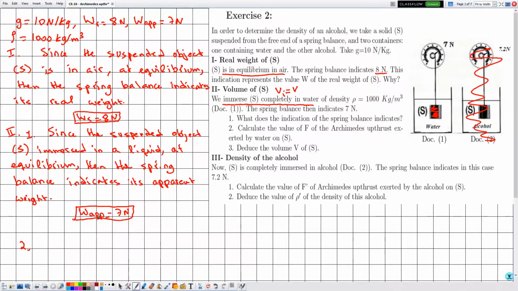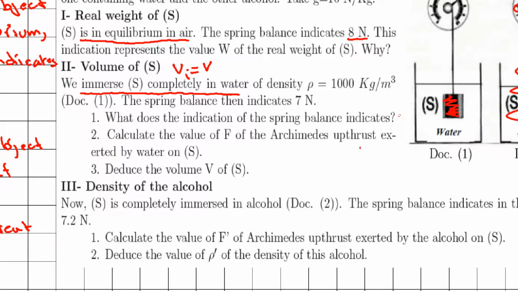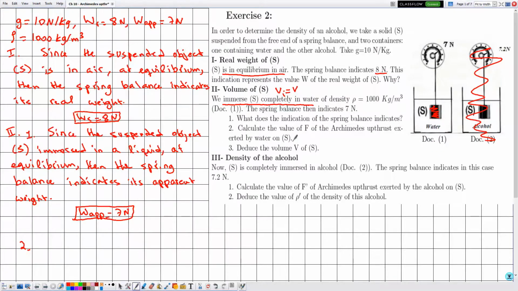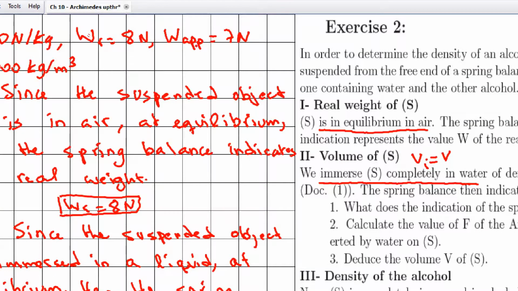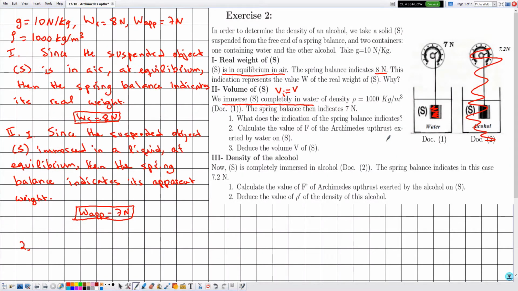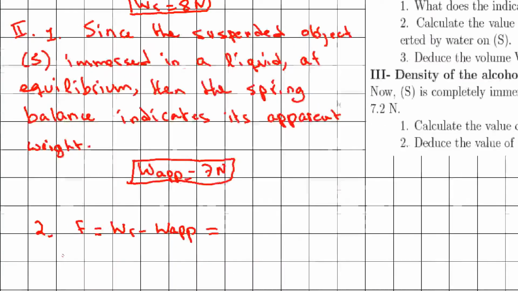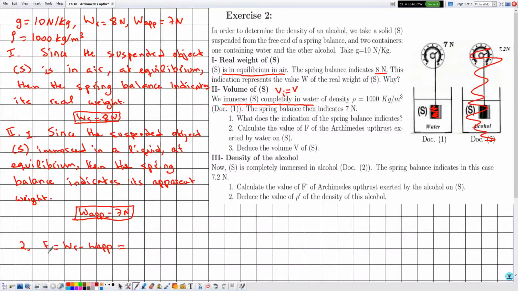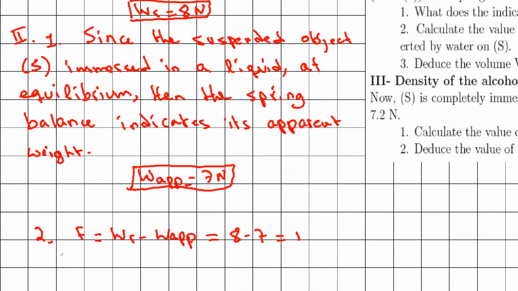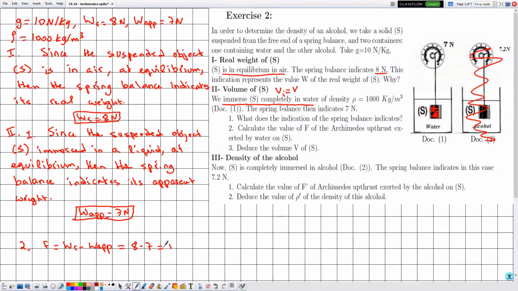Now number 2, calculate the value F of the Archimedes upthrust exerted by water on S. Because we have the real weight and the apparent weight in water, we can calculate the value of F due to the Archimedes upthrust, because it's the difference between both indications, the real weight minus the apparent weight. Here no need to mention any law, because this is the definition of the upthrust, which is denoted in this case by F, not F up. So it is 8 minus 7, which is equal to 1. Since both the real weight and the apparent weight are in newtons, the value of F will be in newtons. Then F is equal to 1 newton.